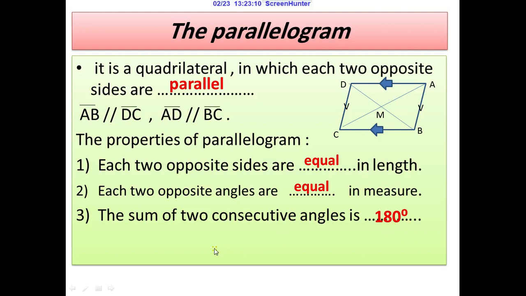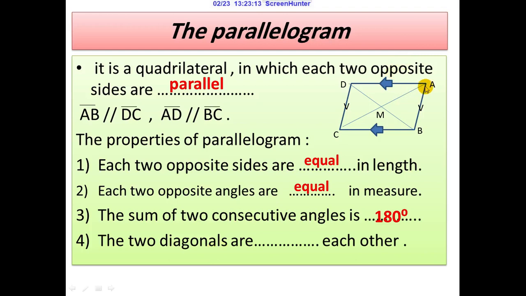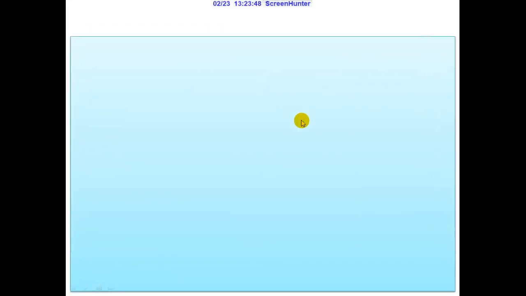The last one talks about the diagonals. We see here the parallelogram has two diagonals, which are AC and DB. The two diagonals bisect each other. What is the meaning of bisect each other? I mean they intersect at one point and bisect each other. I mean the length of AM equals the length of CM and BM equals the length of DM. Let's see more about the parallelogram.